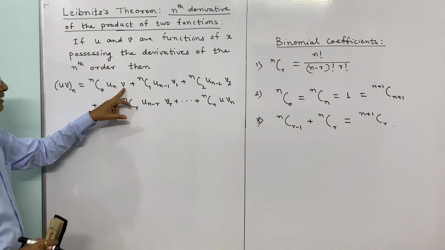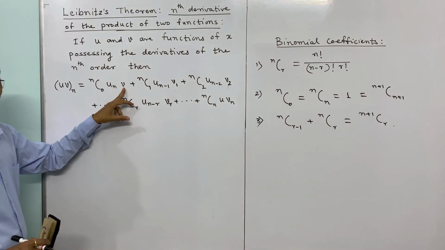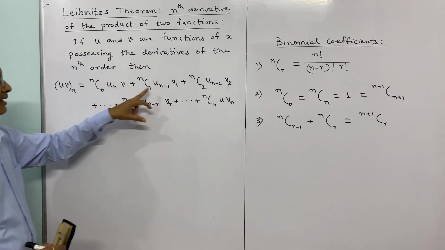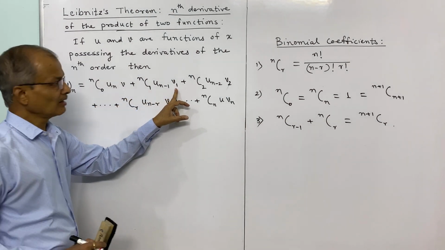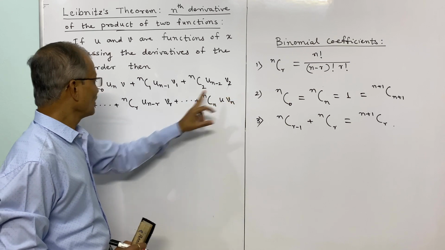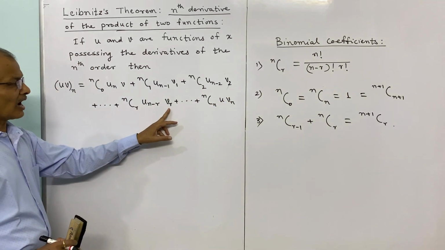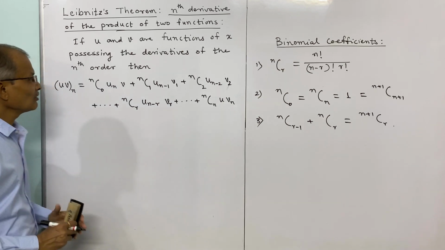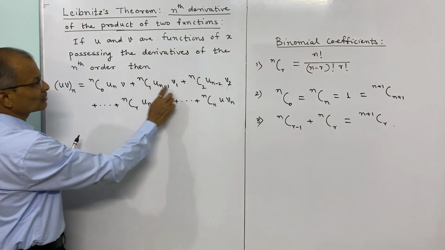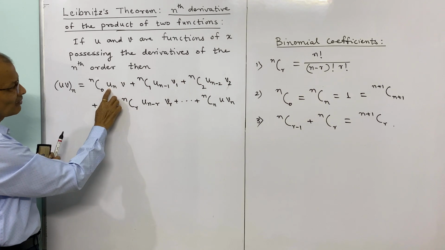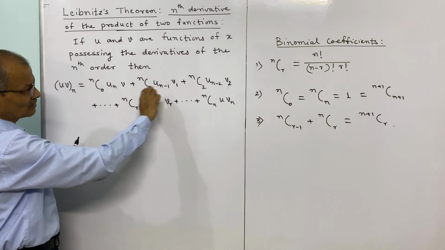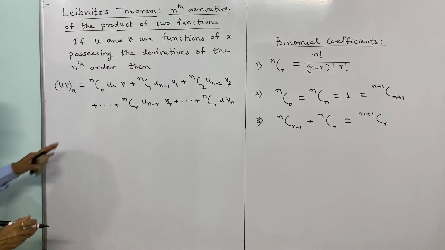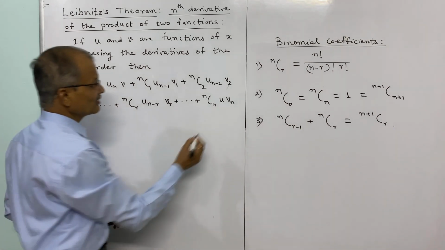The next part in each term is of v. Here there is no derivative of v, so v as it is, and then the first derivative of v, v1, the second derivative of v, v2, and so on. In general the rth derivative of v, and finally the nth derivative of v. So the order of the derivative of v goes on increasing, and the order of the derivative of u is decreased by one each term. So this is the statement of Leibniz theorem.